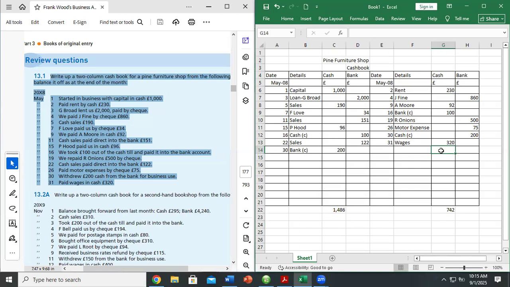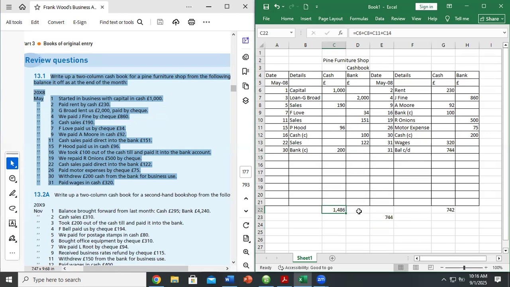So that would mean that our balance carried down, the difference should be here. Right, so let's put our balance carried down in the detail using the closing date, which is 31st for the cash. So the difference between these two figures, 1,486 minus 742, 744 is the balance carried down. Right. Then we do same for the bank, right?